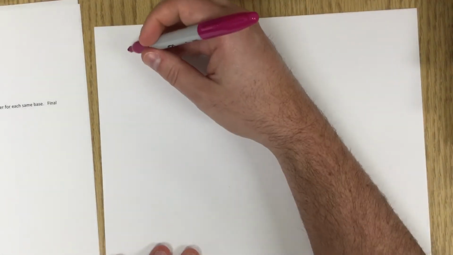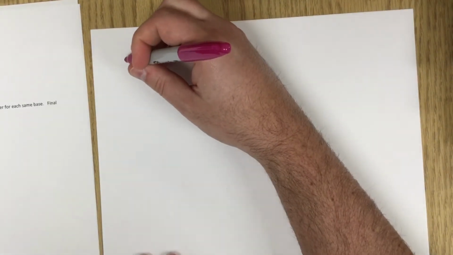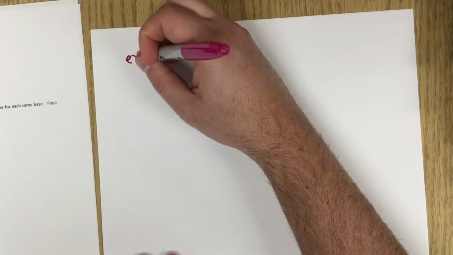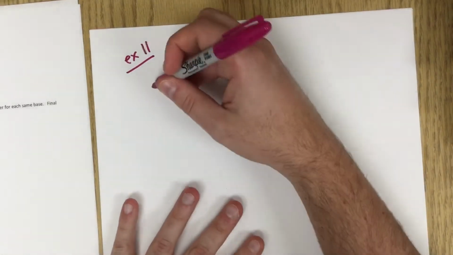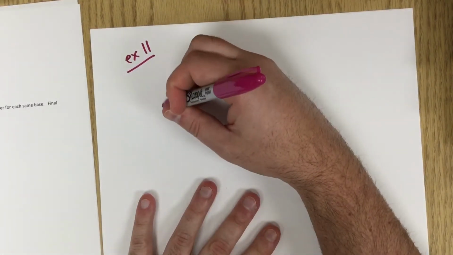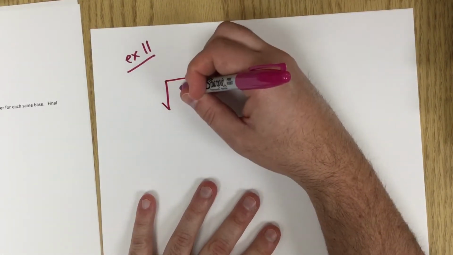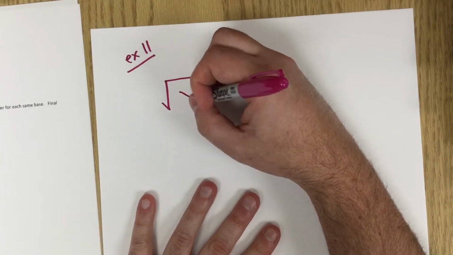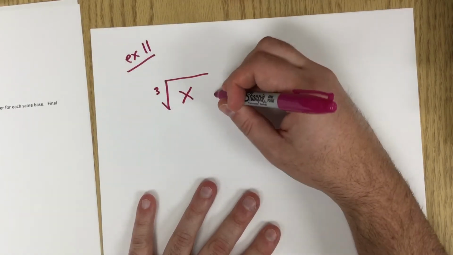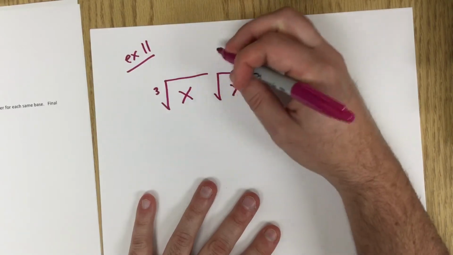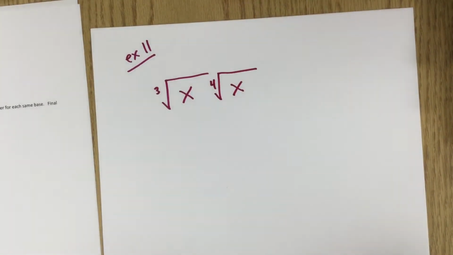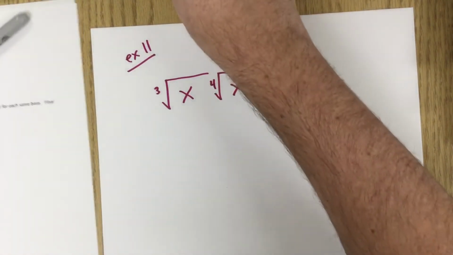I think by this point we're on, I forget what example we're on now. We are on, was it 11? 11. So let's say you have the cube root of x times the fourth root of y.